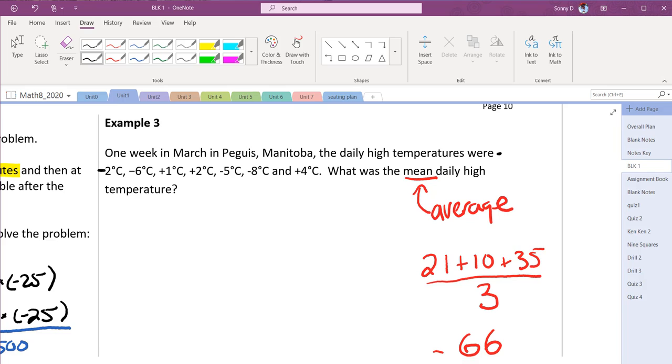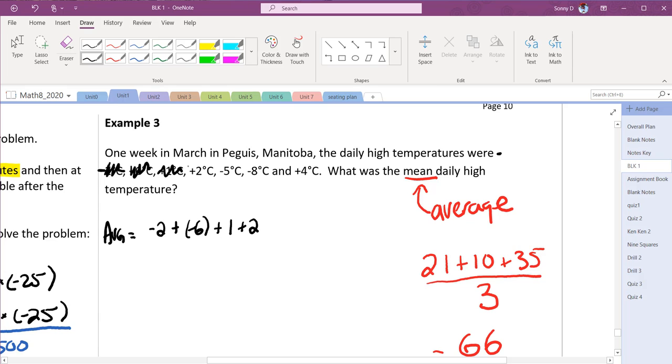Okay. So if you want to find the average temperature, we need to add all of those numbers together. So what are our numbers? The average is equal to -2, plus the second number. So I'm going to cross these out as I go along so I don't forget one. -6 plus 1 plus 2 plus -5. I'm just putting the negatives in brackets just to make it nice and clean.